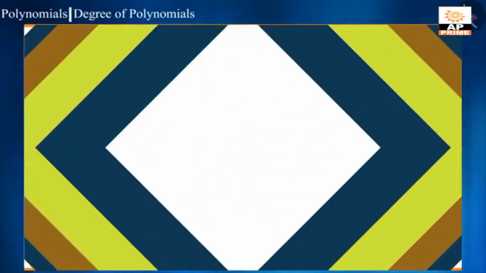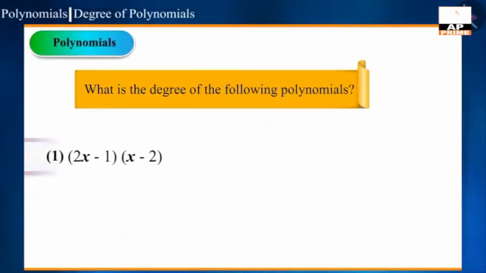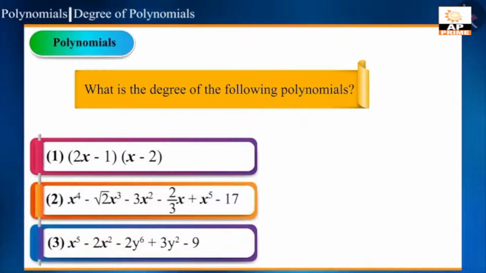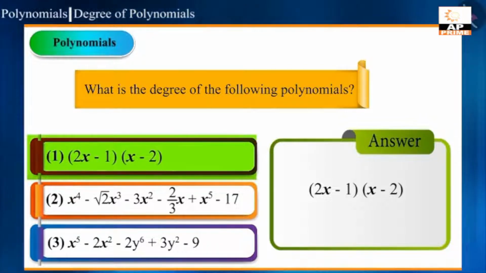Let us now go to the next question. Find the degree of polynomials given below. The very first option seems to be a little doubtful. Some of you can say that this is a linear polynomial. But friends, in such a condition, we should always simplify the expression.